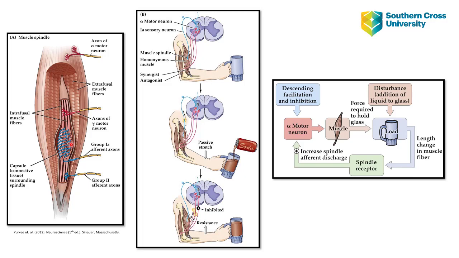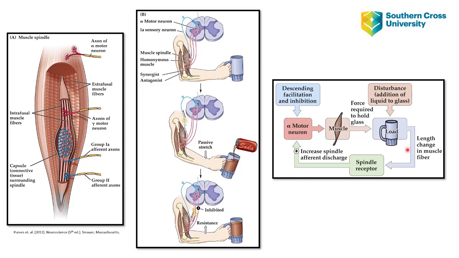So with a stretch reflex, I'll go all the way over to the right-hand side here. We have alpha motor neurons, obviously in charge of muscle contractions. So we might be holding our muscle at a particular length, like here in the middle. We're holding a glass. Now, if we have any kind of disturbance, so the addition of liquid to that glass, as we can see in this second part of the middle figure, then we're creating load. And if we're adding load, then we can get passive stretch.